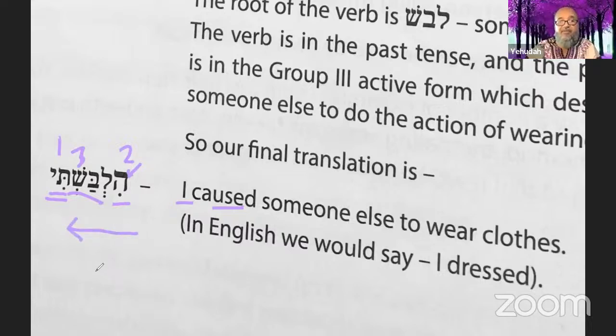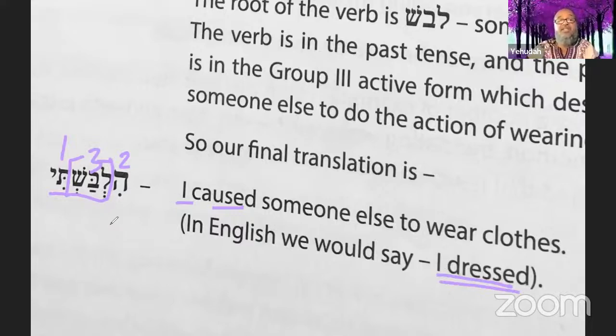When you're reading it this way, when you're translating it, you have to translate it back this direction. But you couldn't say "I dress caused." That doesn't make sense. Okay, so what I'm recommending is to address the person first. I caused, and then you caused this. As to wear clothes, I caused to wear clothes. Who? I caused somebody to wear clothes, meaning I dressed whoever you're talking about.